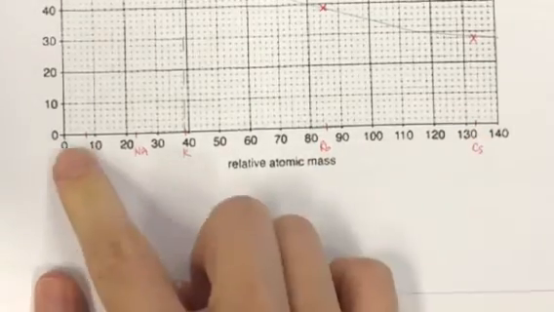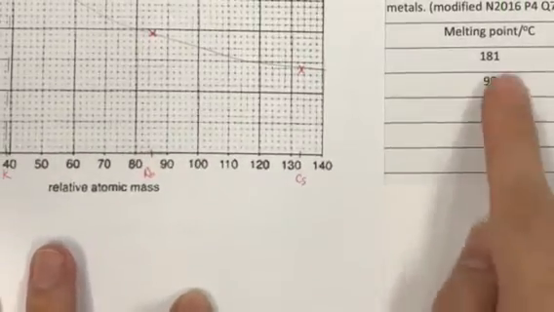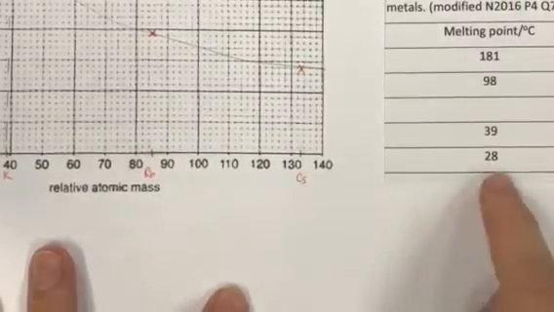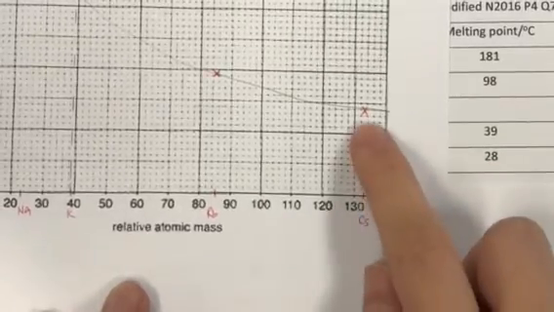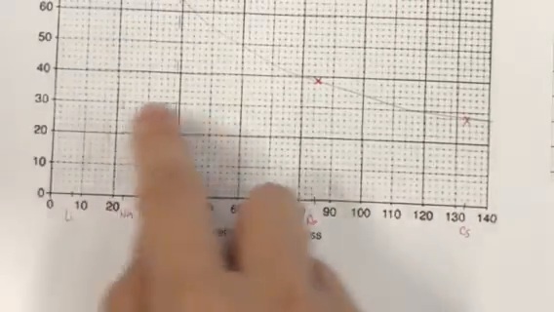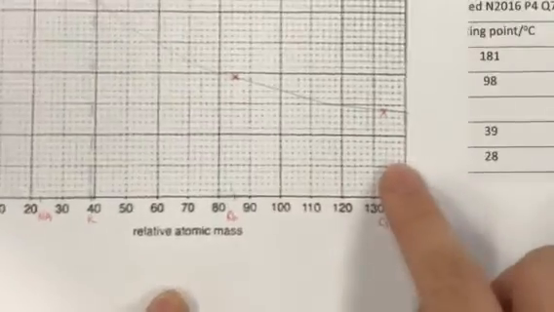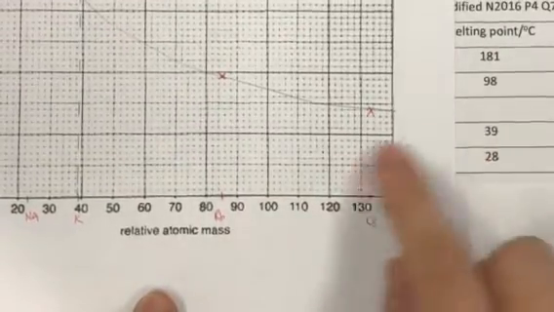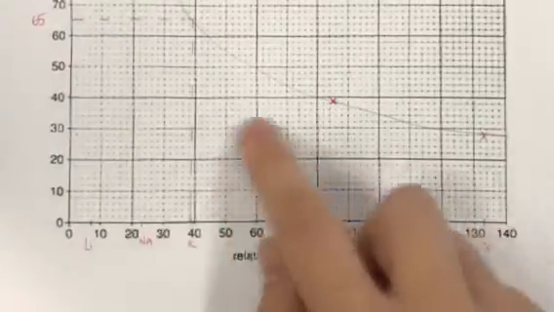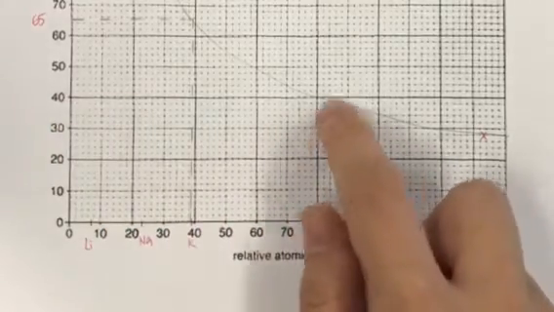Once you have done that at the bottom, we will then look at the melting point. For cesium, we will look at the melting point of 28 over on this side. So you will need to put a cross. Rubidium will be a melting point of 39, which will be on this side, where you will need to put a cross.